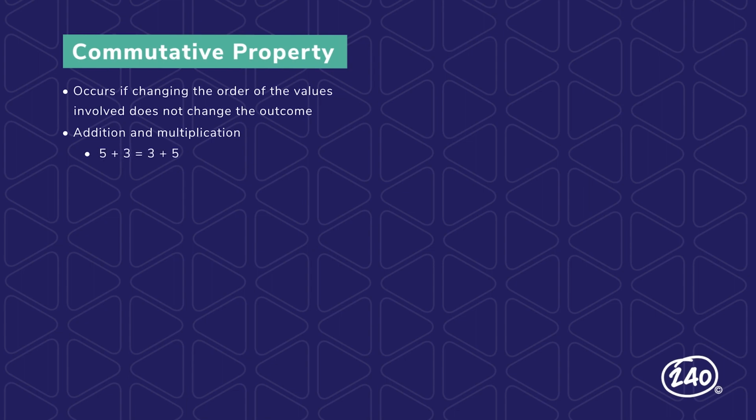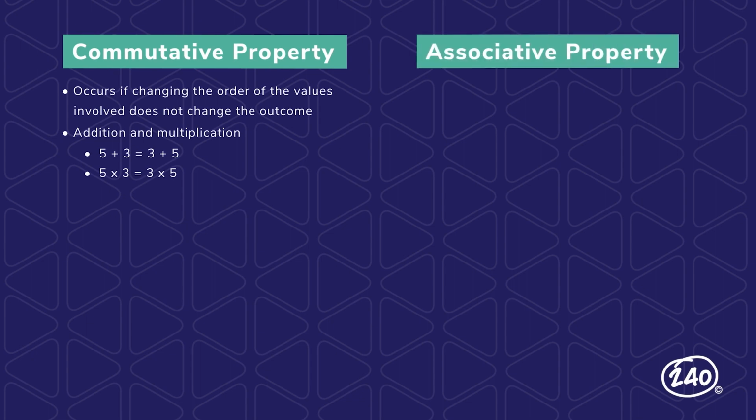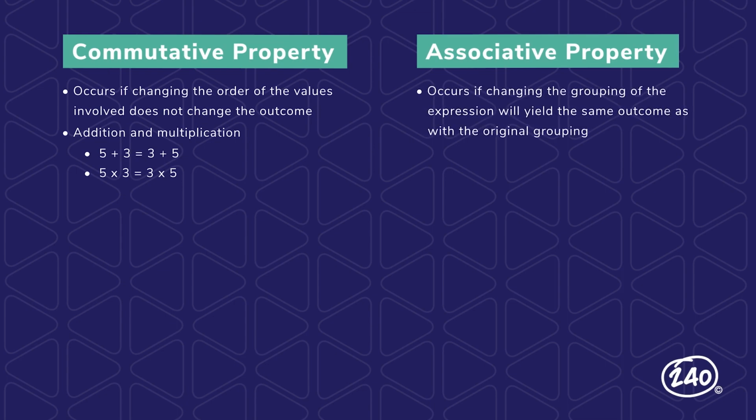5 plus 3 is the same as 3 plus 5, and 5 times 3 is the same as 3 times 5. If the values in an expression can be regrouped, but will yield the same outcome as with the original grouping, it is said to be associative. Addition and multiplication are associative. No matter where the grouping symbols appear in these examples, the outcome is the same.